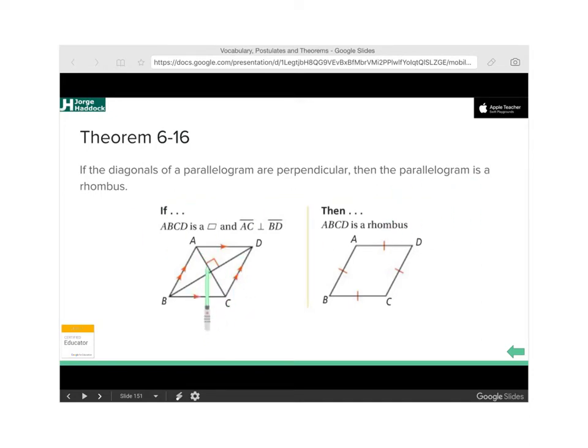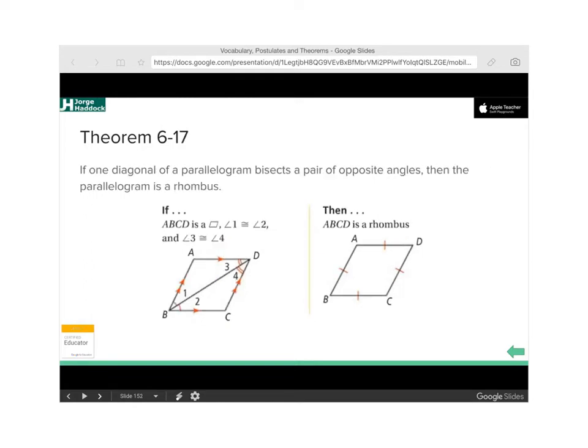Right? So if AC is perpendicular to BD, that means that ABCD is a rhombus. Now, 6-17 says that if one diagonal of a parallelogram bisects a pair of opposite angles, one diagonal, so we don't need both diagonals now. With one, we can prove it. Then the parallelogram is a rhombus. So that means that DB bisects angle B and angle D, so ABCD is a rhombus.